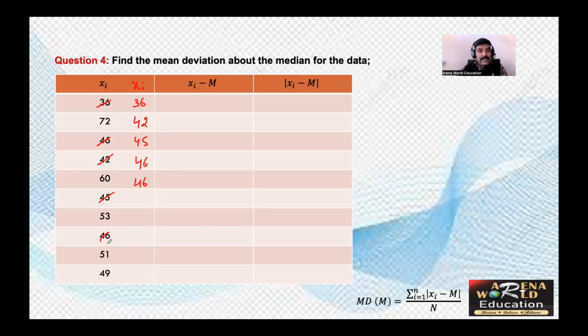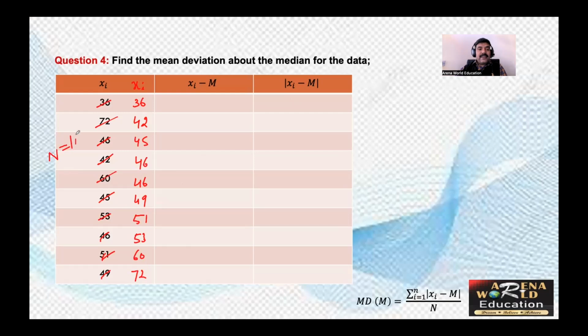Right? Then after 46, yes, what is the next number? Yes, it is 49. What is the next number? Yes, it is 51. So just write 51 here. Then after 51, yes, it is 53. Then 60 and then 72. So here we have written all xi's in ascending order, right? So now count the number of terms: 1, 2, 3, 4, 5, 6, 7, 8, 9, 10.